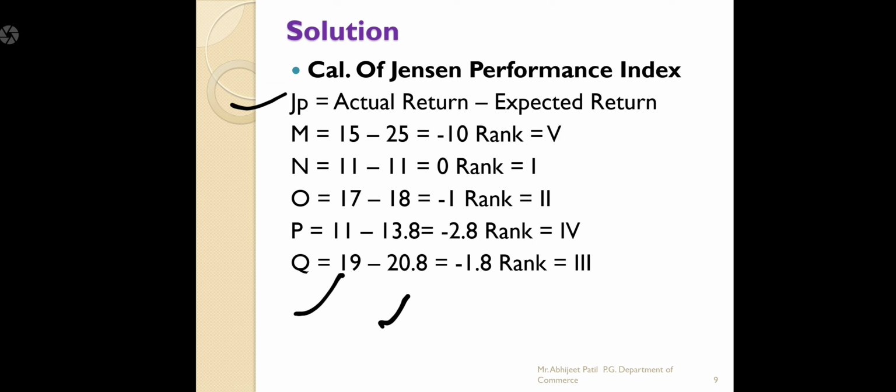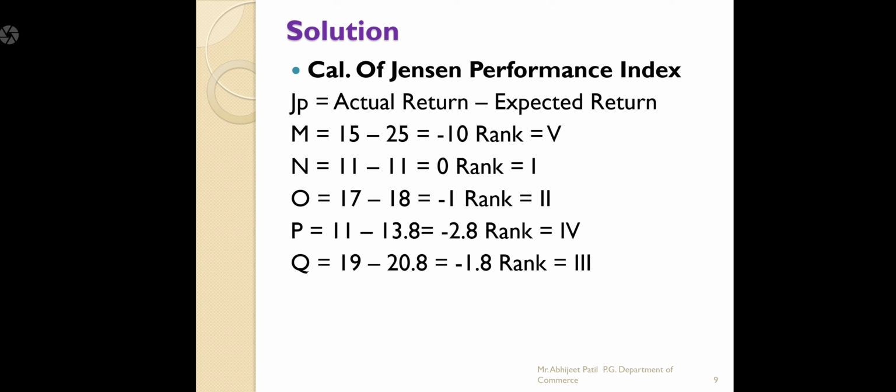So 15 minus 25 gives minus 10, 11 minus 11 becomes 0, 17 minus 18 comes to minus 1, then 11 minus 13.8 is minus 2.8, and 19 minus 20.8 comes to minus 1.8. Here the ranks are negative, so 0 gets the first rank, then minus 1, then minus 1.8, then minus 2.8, and lastly minus 10. So as per the performance, you find actual and expected.